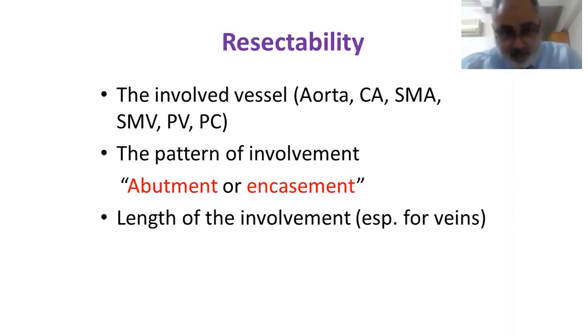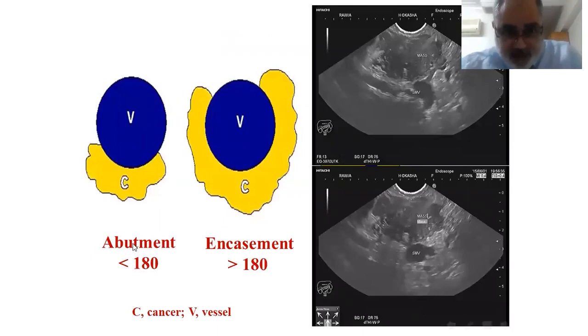What is abutment or encasement? Abutment is involvement of less than 180 degrees of the circumference of the vessel, less than half of the circumference of the vessel. And encasement is involvement of more than 180 degrees of the vessel, or involvement of more than half of the circumference of the vessel. If this is a vein and this is a cancer, then here the cancer is involving less than half of the circumference of the vein, while here the cancer is involving more than half of the circumference of the vein.